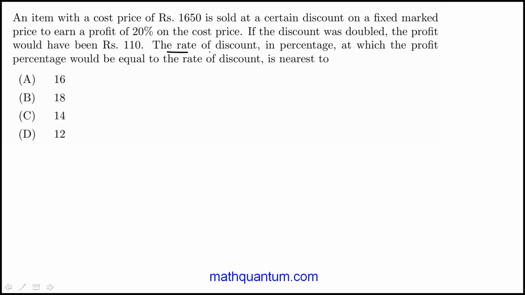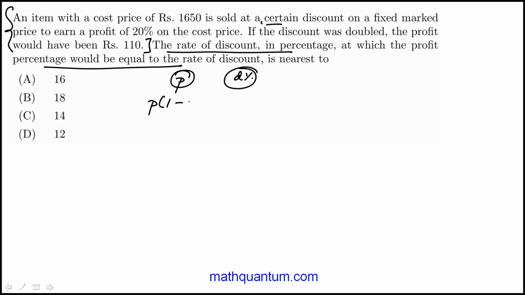So this is a hard question, and it's partly because of that sentence, but we'll worry about that later. First, we need to figure out how to interpret this piece of information. So I'll say if the fixed mark price is P, and let's say the discount was D percentage in this first scenario. So that means that the price would be P times (1 minus D over 100), because that's the discounted amount. And then this has to equal the cost times 1.2, because that corresponds to that 20% profit.